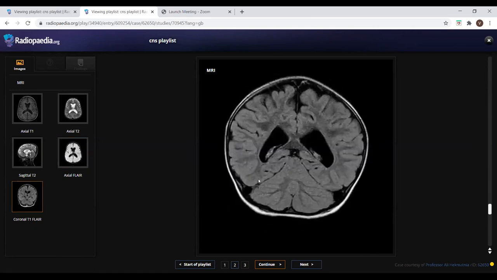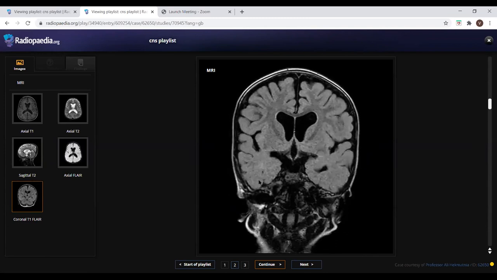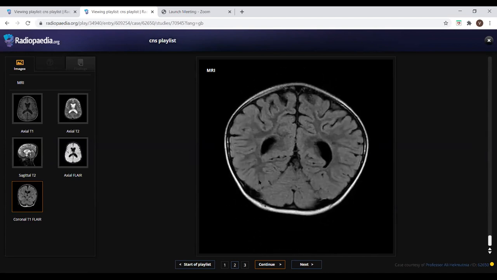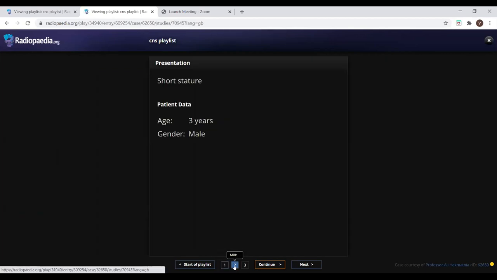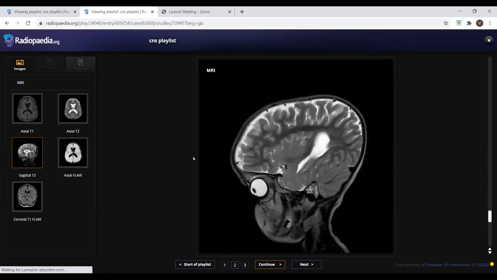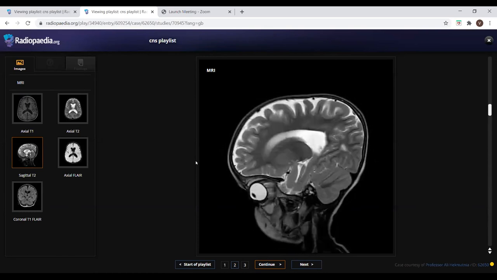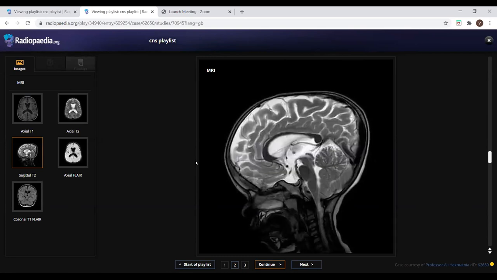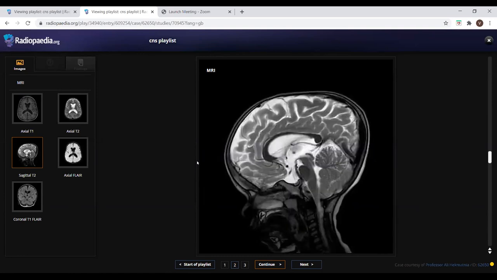Okay, have a look at the coronal images as well. Apart from the large skull and the hydrocephalus, I'm yet to really pick any striking abnormality here. Okay, you remember the history I told you, right? It's just a 3-year-old with short stature. Do you get any hint in the sagittal images? Okay, can I look at the cervical spine again, please? The signal of the cord appears quite high. The cord is fine. But I don't see any tonsillar herniation.